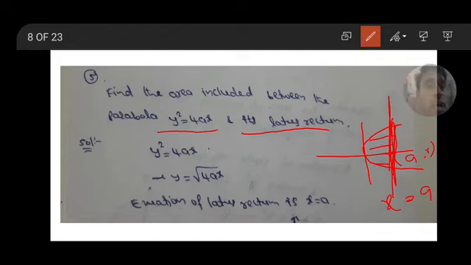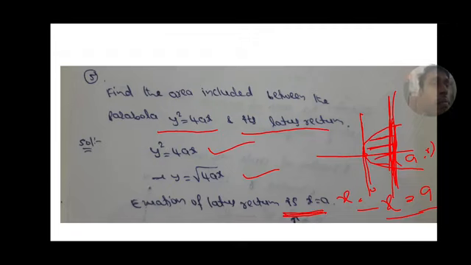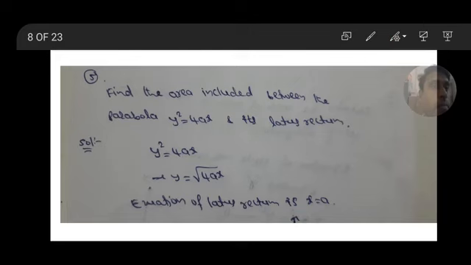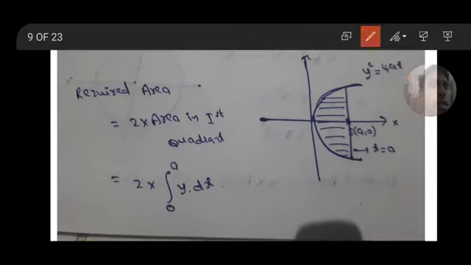Okay, given y square equal to 4ax, y equal to square root of 4ax, the equation of the lateral rectum is x equal to a. If you observe this area, it is between the x equal to 0 line and the lateral rectum line x equal to a. Between these we have to find the area, 0 to a. This is the diagram, y square equal to 4ax.